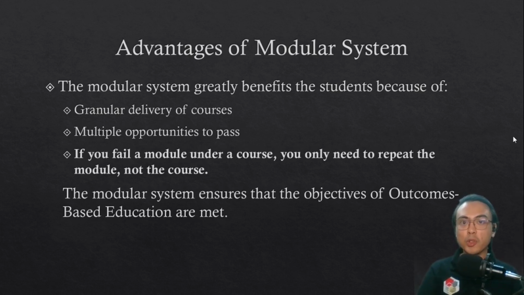Because for every module, you will be given multiple opportunities to get a passing grade to that module and to the course. Okay? If you fail a module under a course, you only need to repeat the module and not the course. That is very advantageous to you because you don't have to repeat the entire course just because you failed a module. You only need to repeat a module, which is only a fraction of the course. This modular system ensures that the objectives of outcomes-based education are met, which is largely centered to you, the learners.